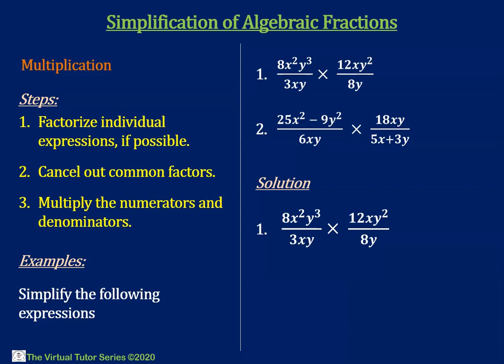Step 1. Factorize individual expressions if possible. Looking at the expression, it will be advisable to factorize the numerators and leave the denominators intact. So for the first fraction, we can factor out 8y to have 8y into bracket x squared y squared bracket closed over 3xy. And for the second fraction, we can factor out 3xy to have 3xy into bracket 4y bracket closed over 8y.